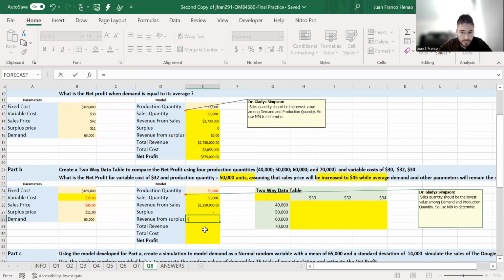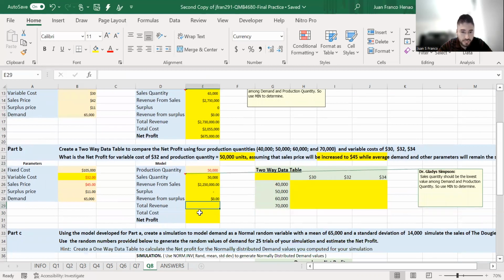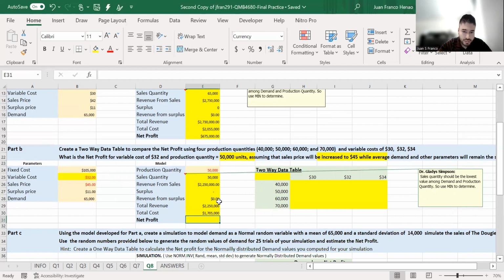Revenue from surplus would be our surplus times the surplus price. And then the revenue would be the revenue from sales plus the revenue from surplus. And the total cost will be parentheses production quantity times variable cost plus the fixed cost. And then the net profit will be revenue minus total cost.